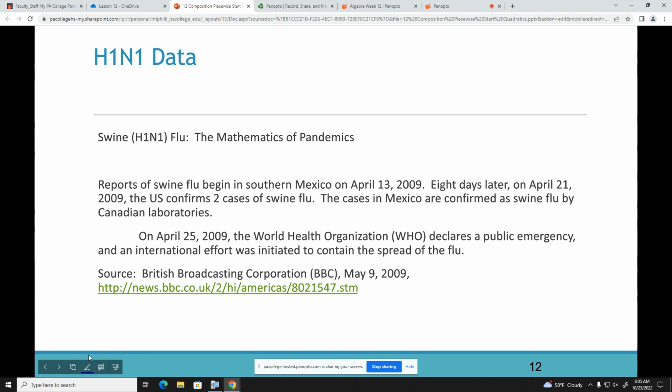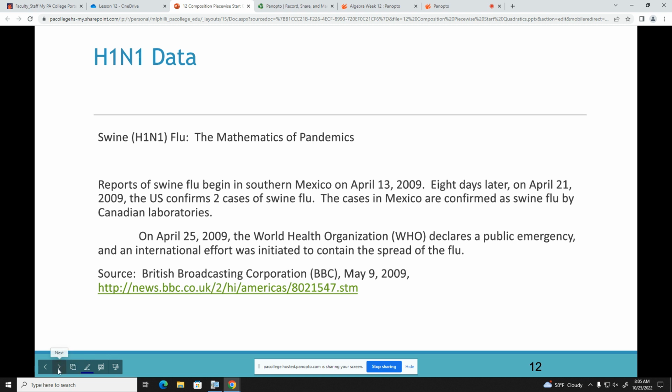So we start with reports of the swine flu began in southern Mexico on April 13, 2009. 8 days later, on April 21, 2009, the U.S. confirms 2 cases, and the cases in Mexico are also confirmed as the actual swine flu. On April 25th, and so you can see that's like 12 days after the first cases, the World Health Organization declares this a public emergency, and there's an international effort to contain the spread.